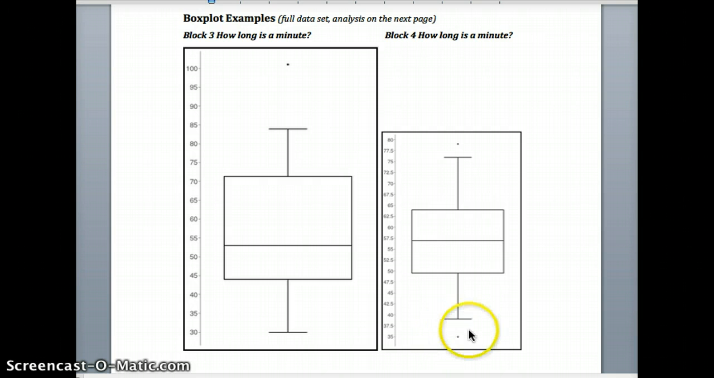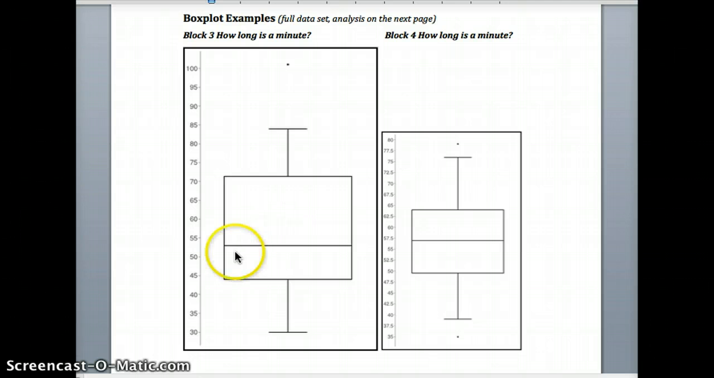So here's my minimum. If it's an outlier, meaning far enough from most of the data, it's a dot. So we have an outlier above and below in block 4. In block 3, we just have this outlier way above. When there is no outlier below, this would be my minimum, my smallest. This would be the first quarter of my data is less than this number. My median is right here by the middle line. My third quartile, meaning 3/4 or 75% of the data is less, is up here. And then my maximum that's not an outlier is up here. So that's a box plot.